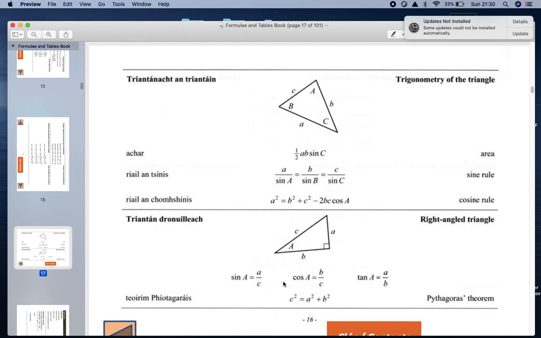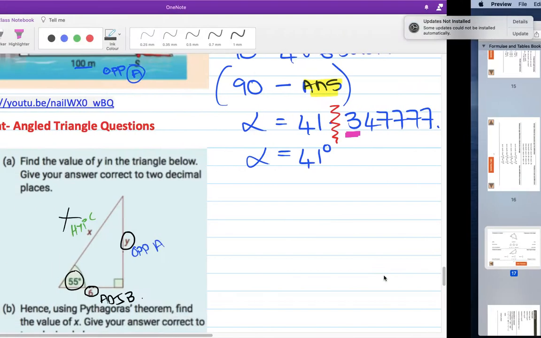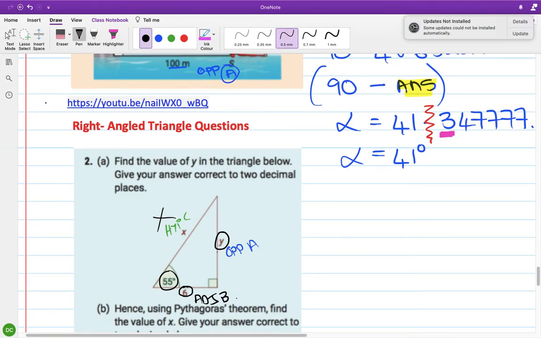Okay, so opposite and adjacent are A and B. So it's that one there, it's tan. Okay, so we go the tan of the angle is A over B. The tan of 55 is the angle. A is y and B is 6.